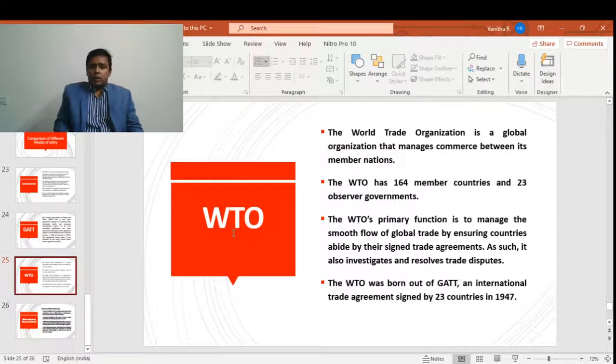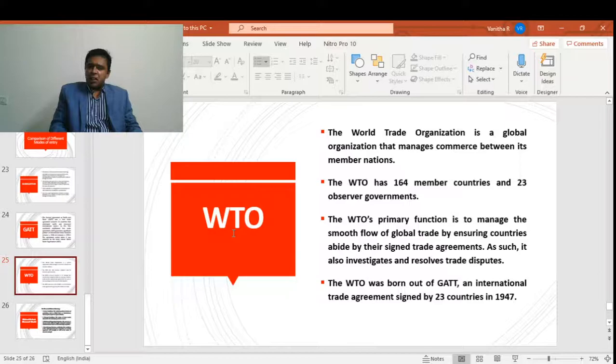Now we have 164 members in this World Trade Organization. 23 are observer governments. They don't have any role to play here, but still they observe and they can vote if at all there is an election or they want a consensus on a particular topic pertaining to international issues between countries. So this is at 164.